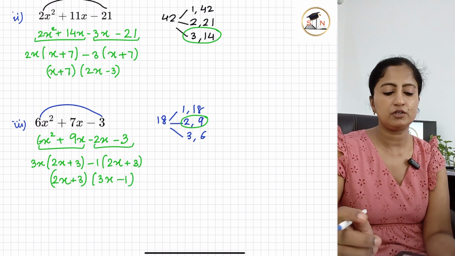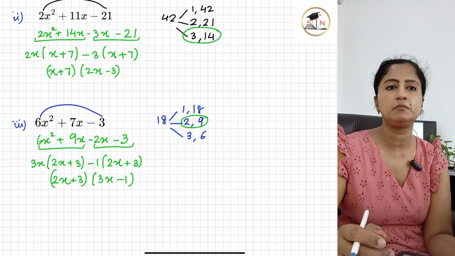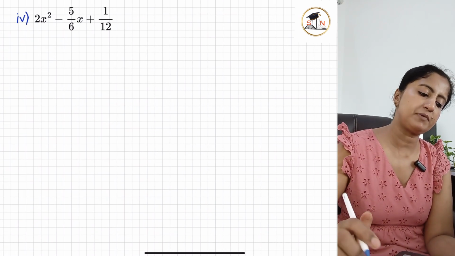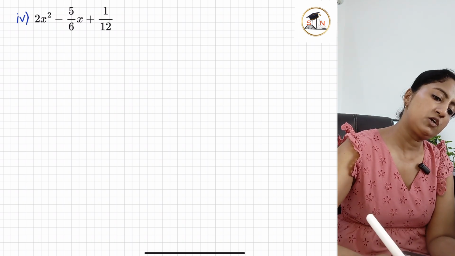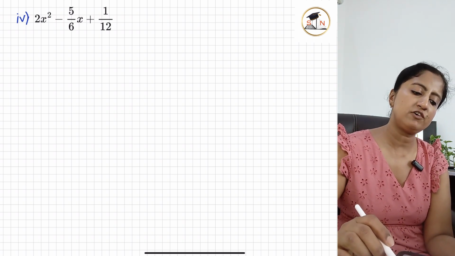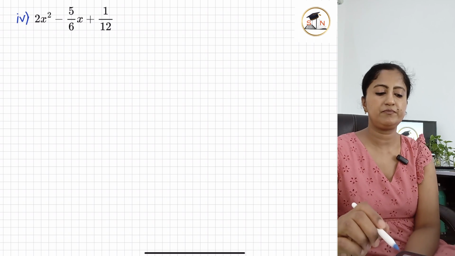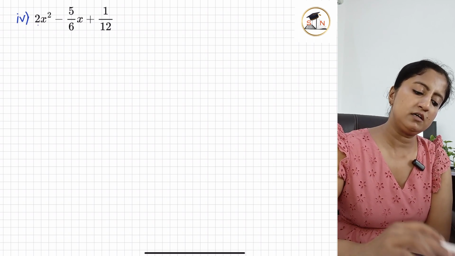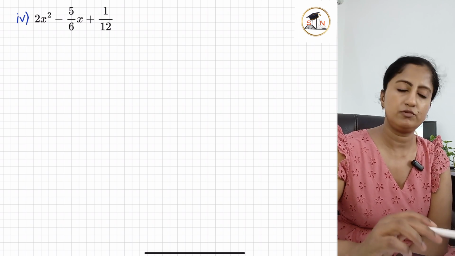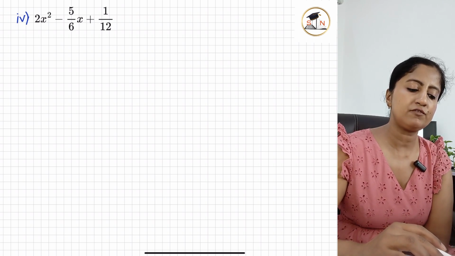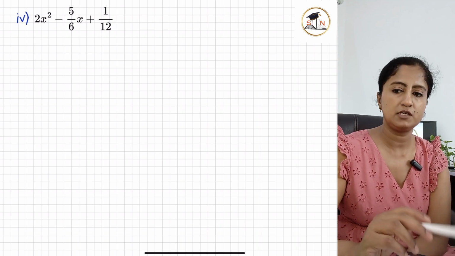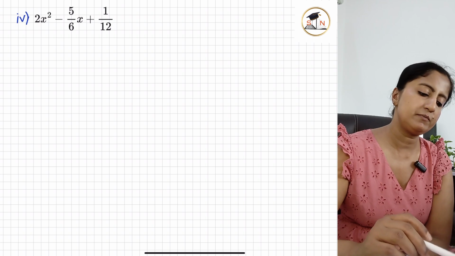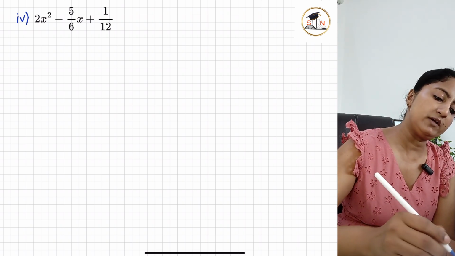So this was your third example for splitting the middle term in the second case. Now let's deal with the last example over here, and that is 2x square minus 5 over 6x plus 1 over 12. In this example, we have already the coefficient for x square as 2, right? But apart from that, we have got fractions in the other two terms. So we are going to take LCM over here. LCM is going to be 12.